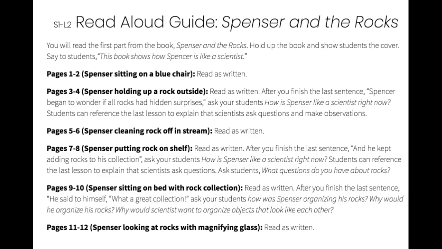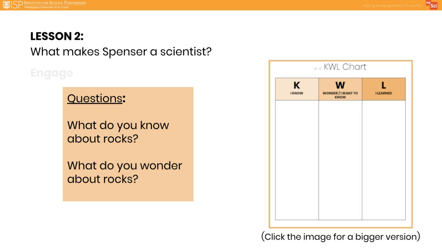After you read the book to your students, ask them the question, how is Spencer like a scientist? What is Spencer doing that makes him like a scientist? Challenge students to use evidence from the text when they answer your questions. After you finish reading the book, complete a KWL chart with the class, asking students what they know about rocks and what they wonder about rocks. We'll complete the what students learned about rocks at the very end of this lesson.